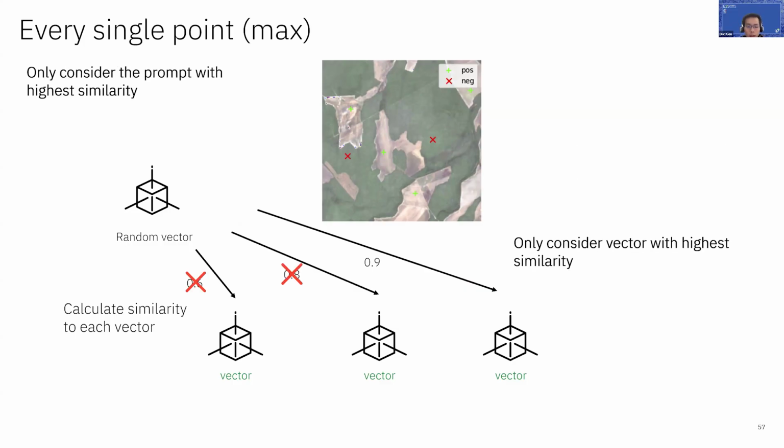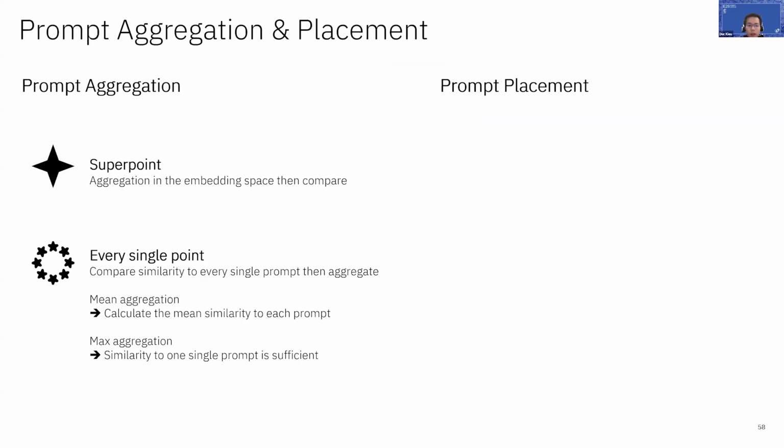There's also another method that we could do, which is max aggregation. Here we don't need to do much calculation at all. We just say if the random vector that we pick out has a very high similarity to one of the positive prompts that the user provides, then it should belong to the mask. And that's it. So as you can see, there are 3 methods that we can do: class, super point, and every single point. And now let's come to the second part, prompt placement.